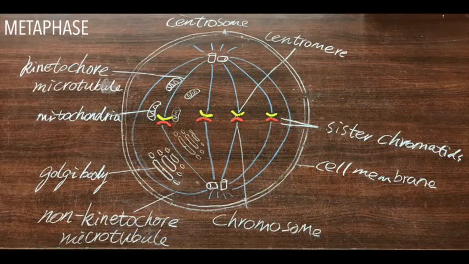Metaphase. By metaphase, the nuclear envelope has completely dissolved, and the centrosomes are now at opposite sides of the cell. The kinetic core microtubules from each centriole attach to kinetic cores on the centromere of the chromosomes and move them to line up at the center of the cell. Meanwhile, the non-kinetic core microtubules continue to interact with each other, stabilizing the cell.